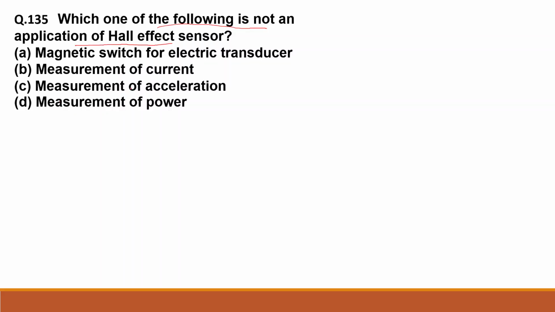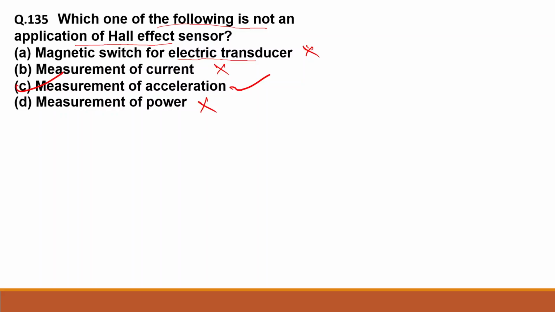Moving to the options here. First is magnetic switch for electrical transducer. This is correct because the Hall effect sensor has this application, so this option is wrong. Measurement of current is also there in the Hall effect sensor. This option is also right, so it is not the answer. Measurement of public acceleration is the one that is not an application. Measurement of power is an application, so this one is wrong. Our option C will be our right answer here.